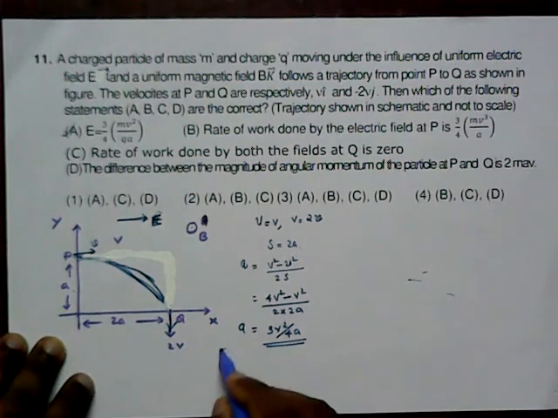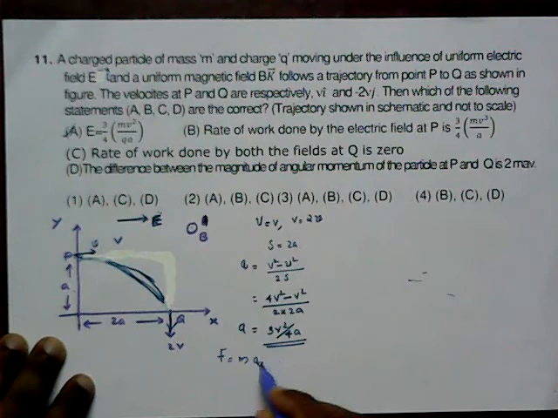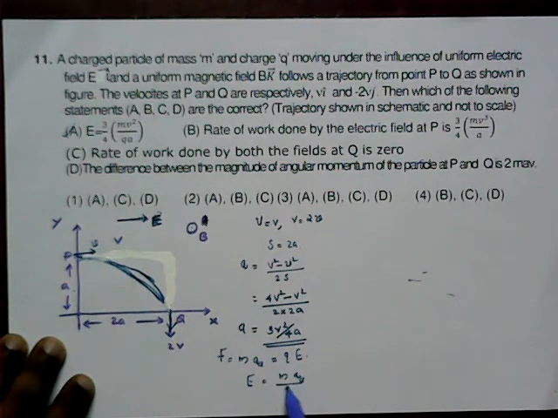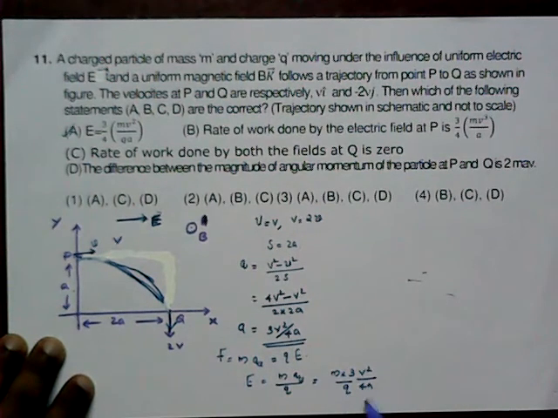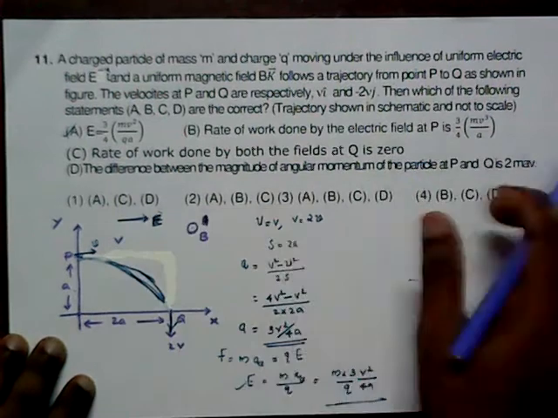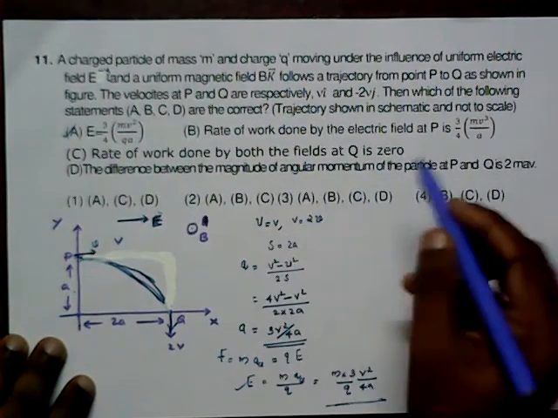But you know the concept as the force is nothing but equal to m into a. That is nothing but equal to q into E. So you get the equation for E is equal to m into acceleration by q. That is equal to m into acceleration as 3v square divided by 4a, by q. So 3 by 4 into mv square by q into a. So that is the correct concept. Here the multiple answers are there, so we can wait. So the first choice is okay.